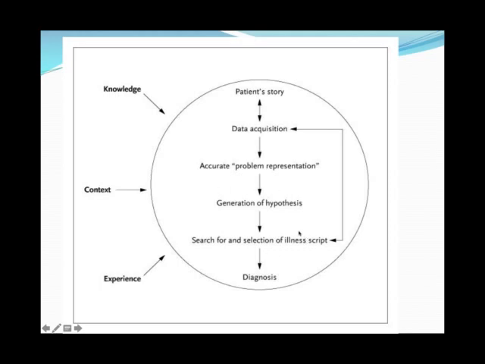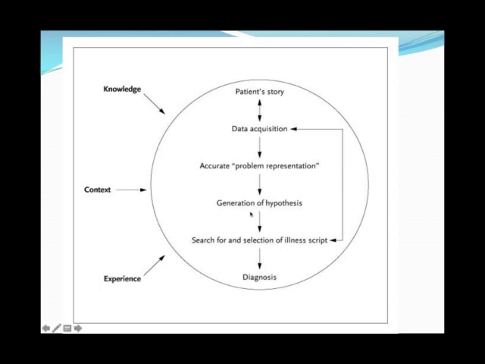So then we're going to search for and select an illness script. And an illness script is, we'll talk about this more later, like a main summary of a disease. For example, for cancer, it's going to be a patient that's been losing weight for no apparent reason. He's not exercising, he's not dieting, over a period of some months or some years, a long period of time. An illness script for strep throat would be a patient that comes in with a sore throat and a fever, but they don't have a runny nose or a cough. That's an illness script.